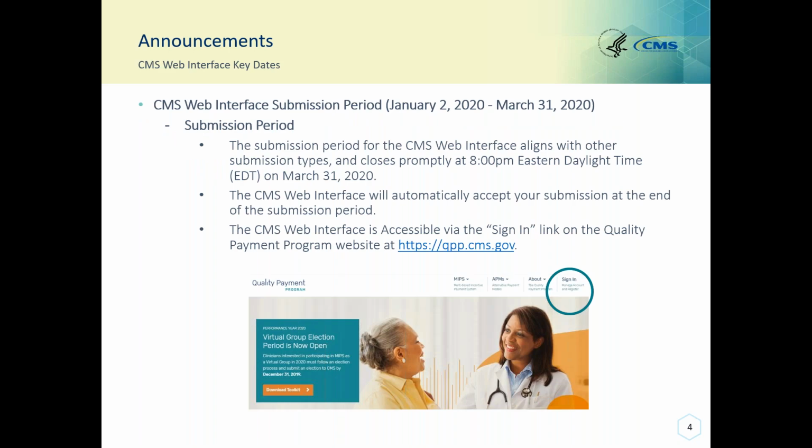The submission period for the CMS Web Interface aligns with other submission types for the 2019 performance year, which opened on January 2nd, 2020, and will close at 8 p.m. Eastern Daylight Time on March 31st, 2020. Once the submission period closes, the CMS Web Interface will automatically accept your submission. As a reminder, the CMS Web Interface is accessible using the sign-in link on the Quality Payment Program website.